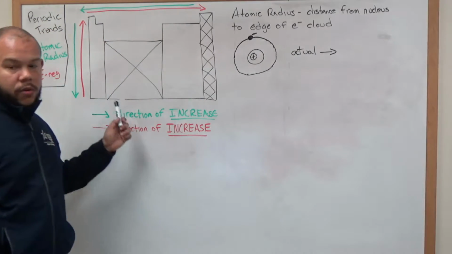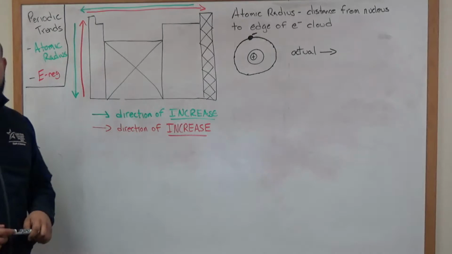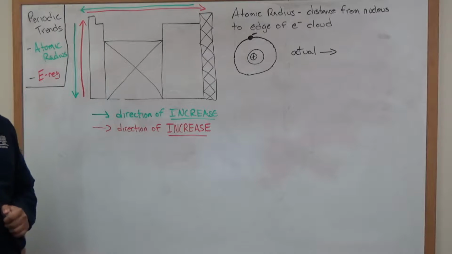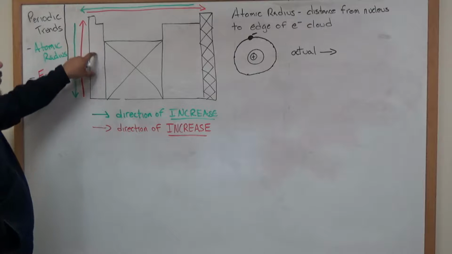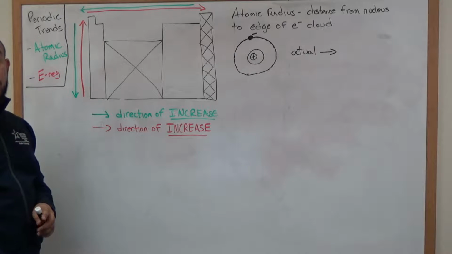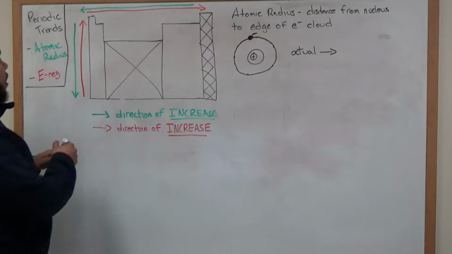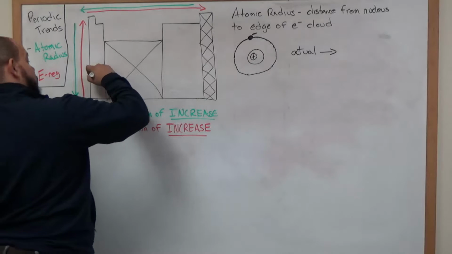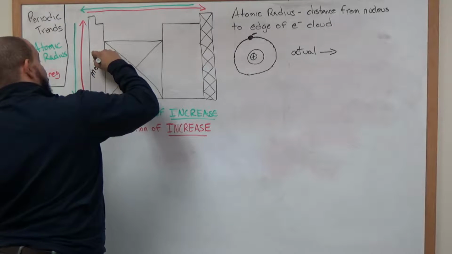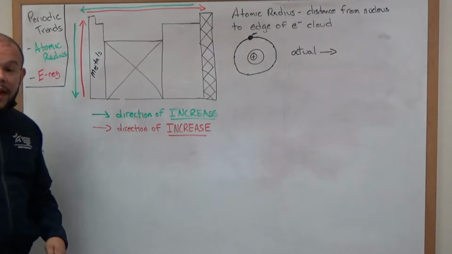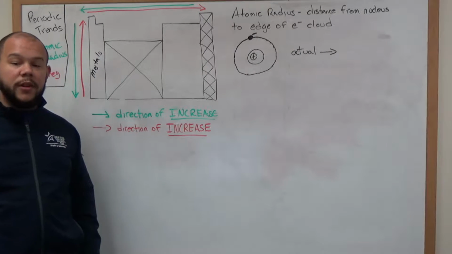What I have here is a very quickly drawn periodic table. Notice we have our left side of the periodic table. At this point, we should know what exists in this area. And this area, again, remember, is metals. Specifically, alkali metals and alkaline earth metals.